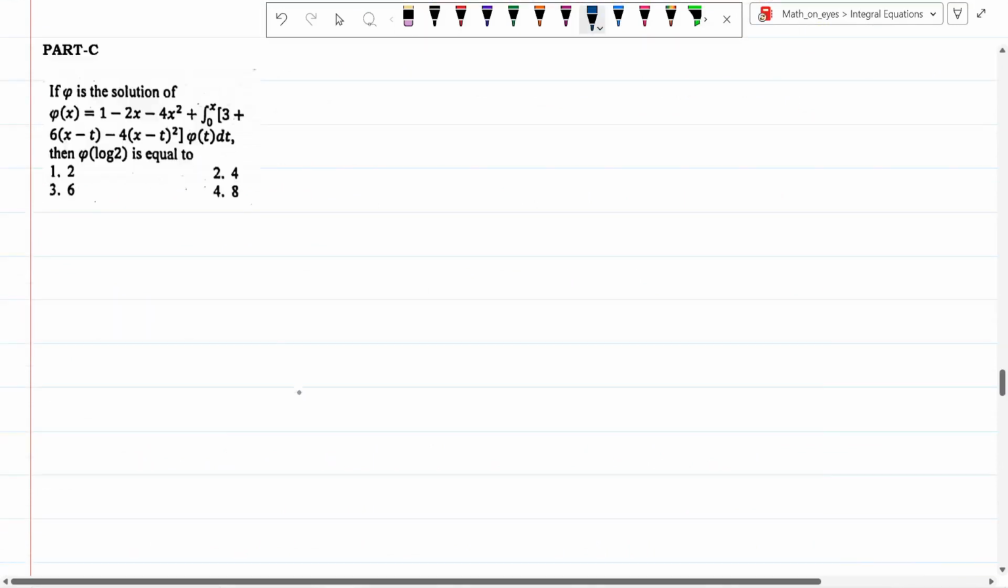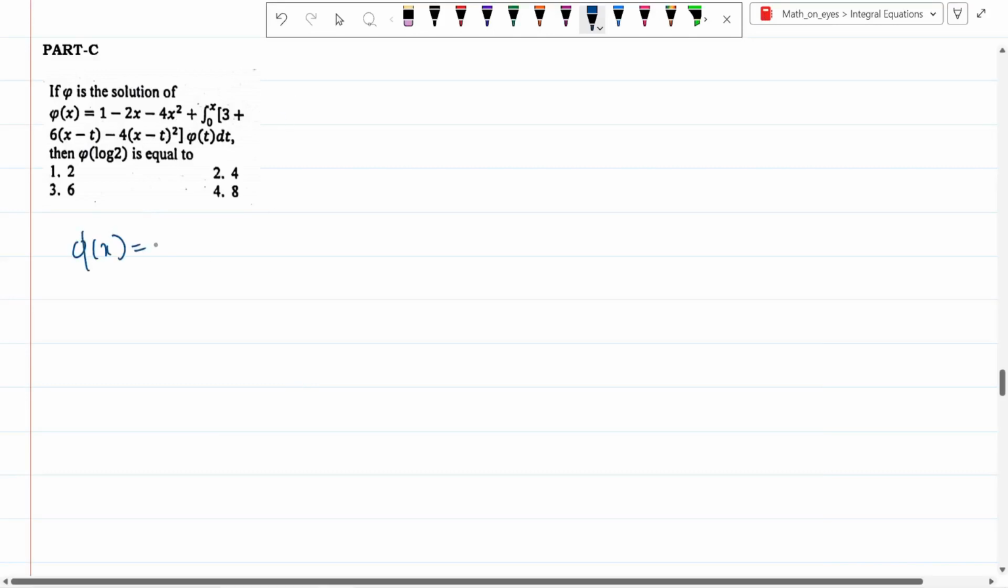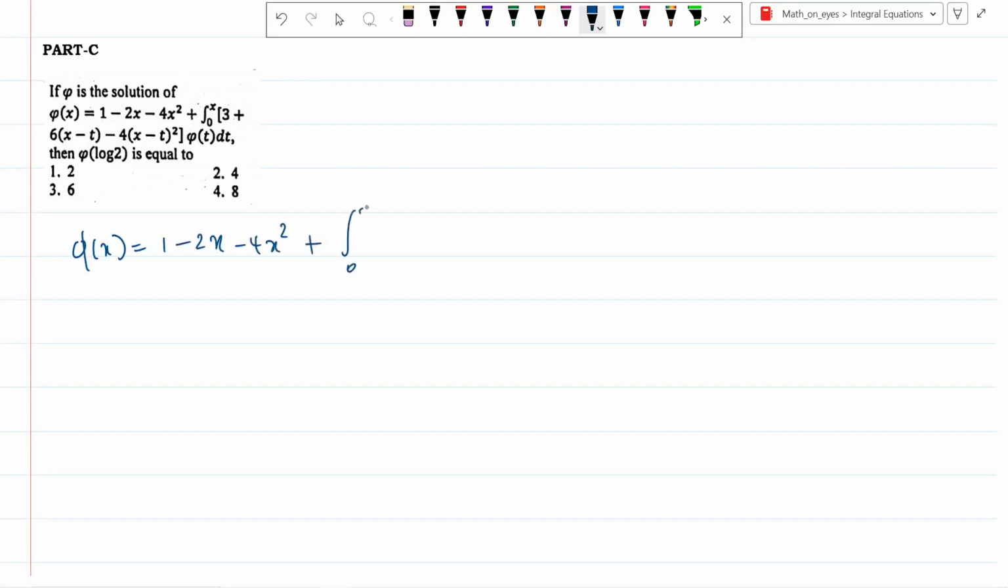The next problem: if phi of x is a solution of the given function, phi of x is equal to 1 minus 2x minus 4x squared plus integral 0 to x of 3 plus 6 times (x minus t) minus 4 times (x minus t) the whole squared into phi of t dt. We need to find phi of log 2.